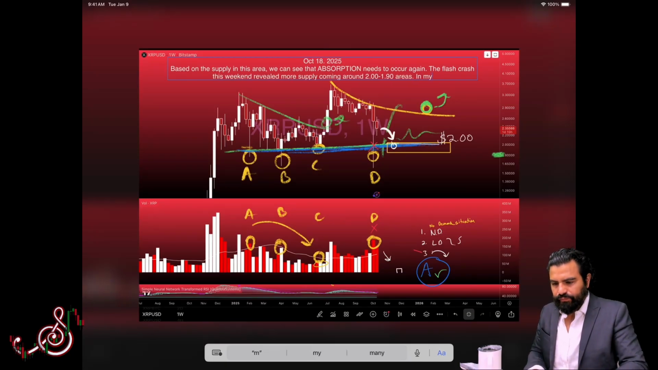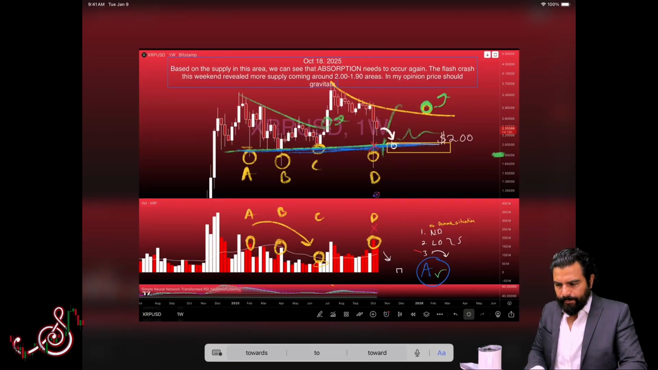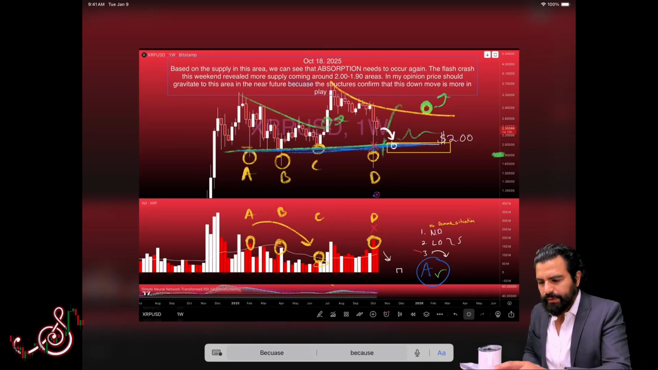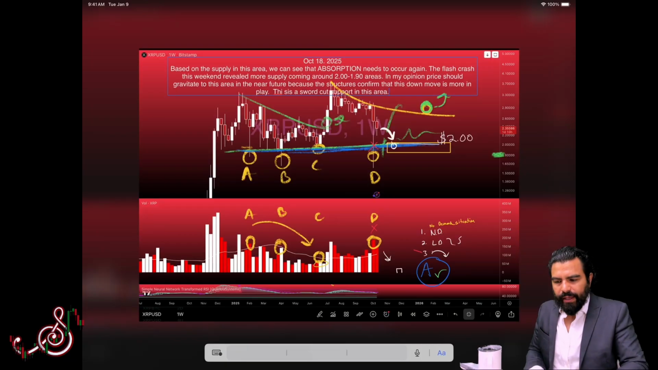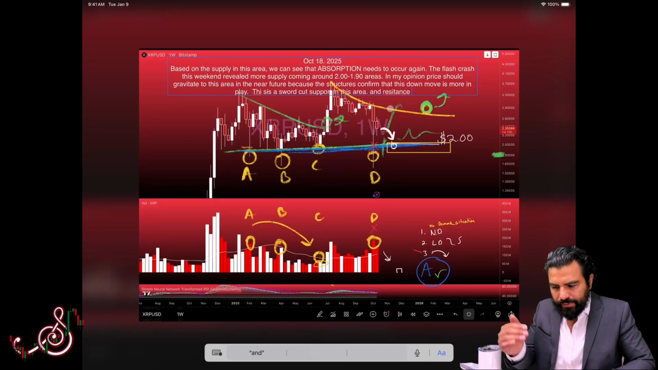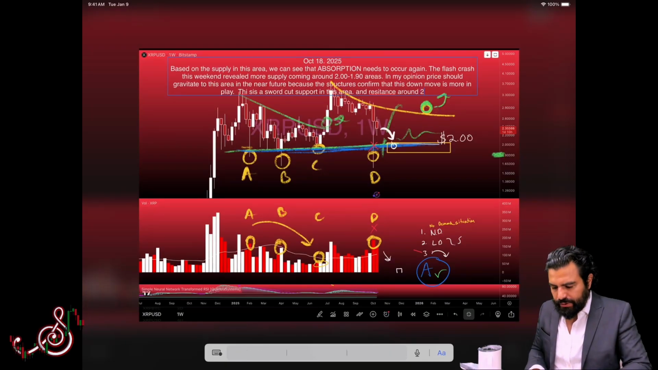In my opinion, price should gravitate to this area in the near future because the structures confirm that this down move is more in play. Okay. All right, so the down move is more in play. There is a sword cut support in this area and resistance around, and what's the number? Around 290. 290.